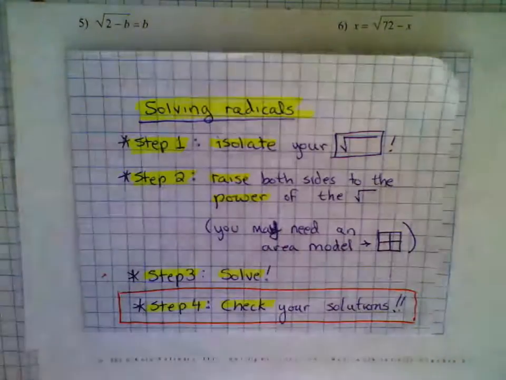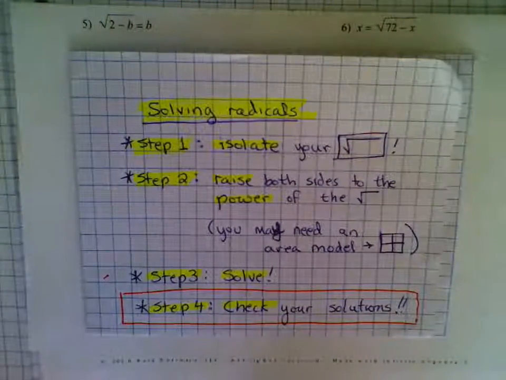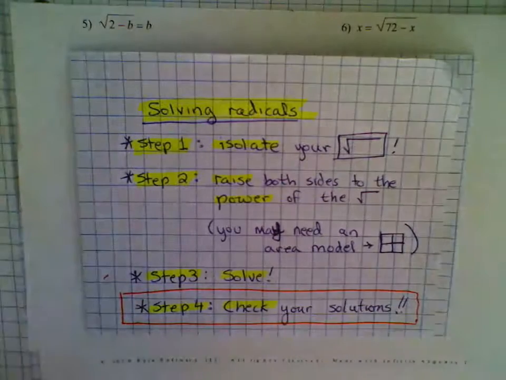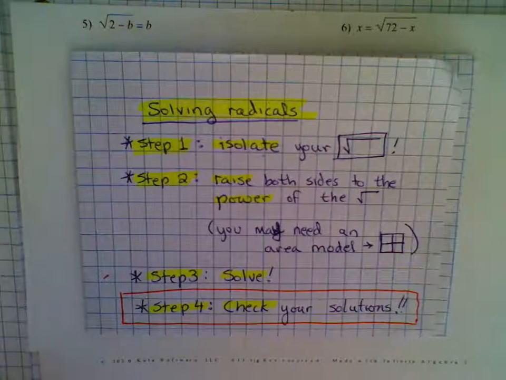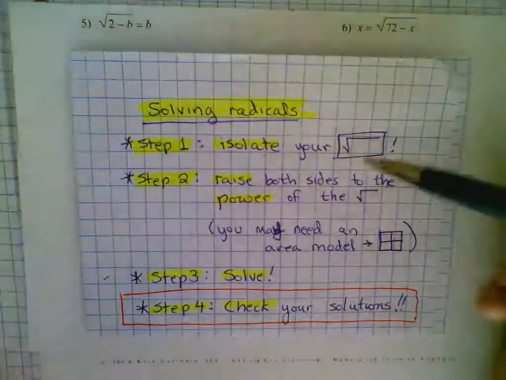For my third video for solving radicals, we're going to be looking at ones now. The previous two resulted in linear equations. These next couple will result in quadratic equations. So we're going to have to deal with quadratic equations, but the steps still are the same.